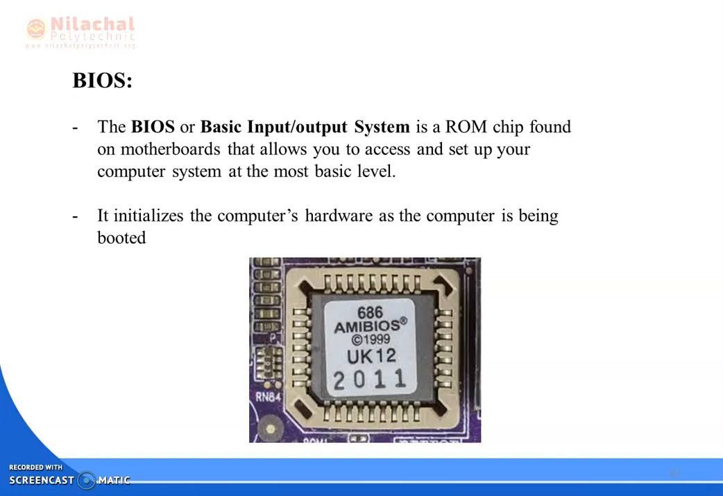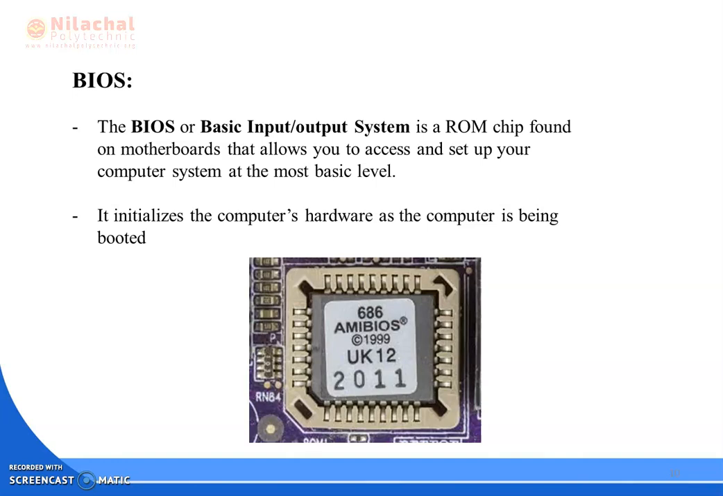What is BIOS? It is a ROM chip, that is read-only memory chip, which is written by the manufacturer and is installed on the motherboard in order to set up some basic instructions at its basic level, that is, some basic booting instructions. In general, after switching on a computer and to get the Windows page, all those instructions are run by the BIOS only.